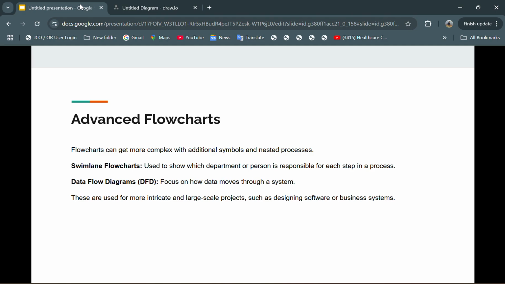So there is a swimlane flow chart, used to show the department or the person responsible for each step in the process, how the process will work, and the data flow diagram. So that shows how the data moves through the system from one person to another person, or one system to another system. This is used for more iterative and large scale projects such as designing software and business systems.